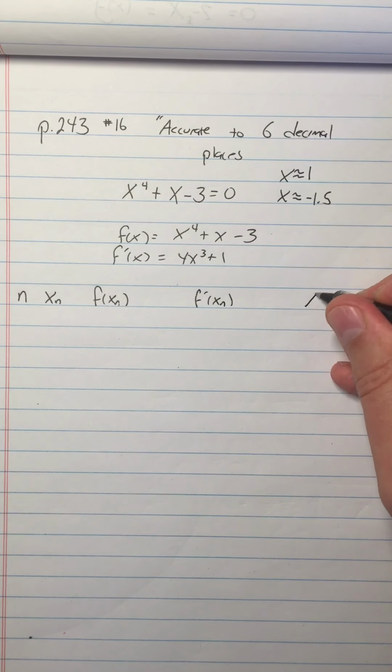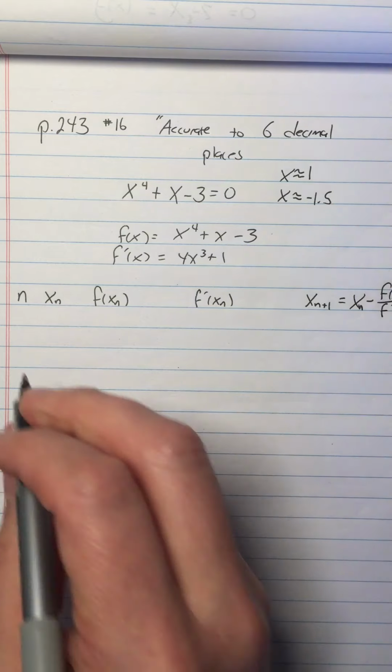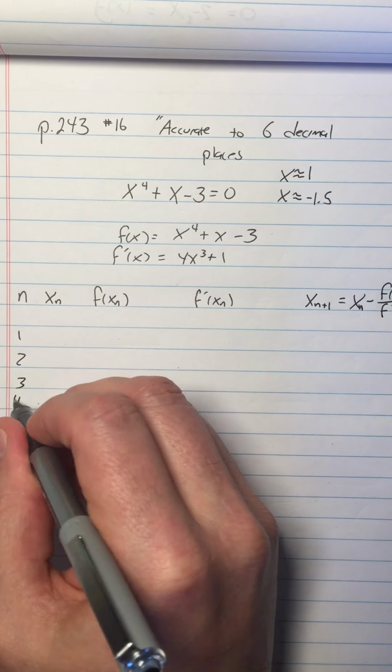And then I'll just write up here on my column heading that the x sub n plus 1, which I'm going to put here, is equal to x sub n minus f of x sub n over f prime of x sub n. All right, and then we'll just do 1, 2, 3, 4.